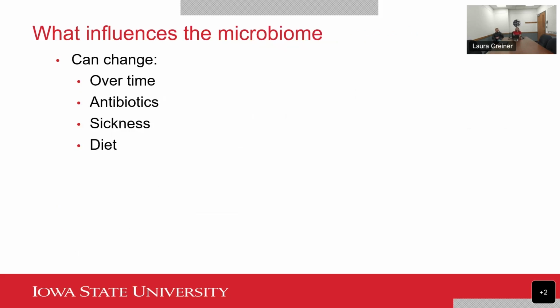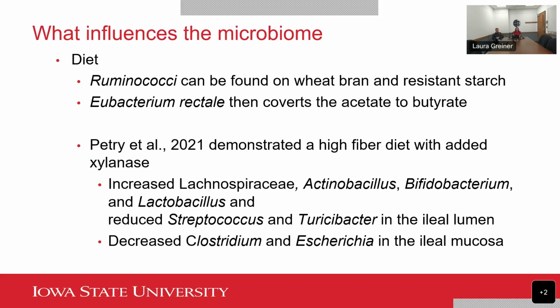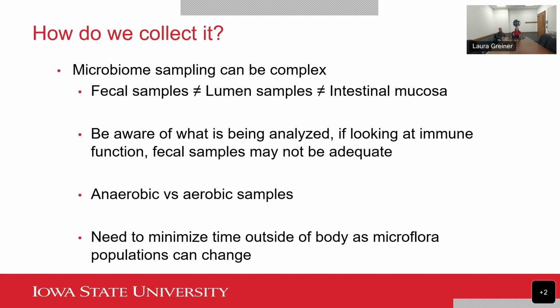What we'll cover next time is more of this conversation around how this is happening, why it is happening, and what changes can happen to influence it. We'll talk about diet and sickness and even the use of antibiotics and how that changes the microbiome in the pig over time. But this is just a quick example of some things to consider. For example, when we feed a diet high in resistant starch, we're going to see more ruminococci present in the intestine. And Amy Petrie was able to demonstrate that high fiber diets with xylanase changed the population within the gut. These are just two quick examples, but we'll talk more about that at our next webinar.